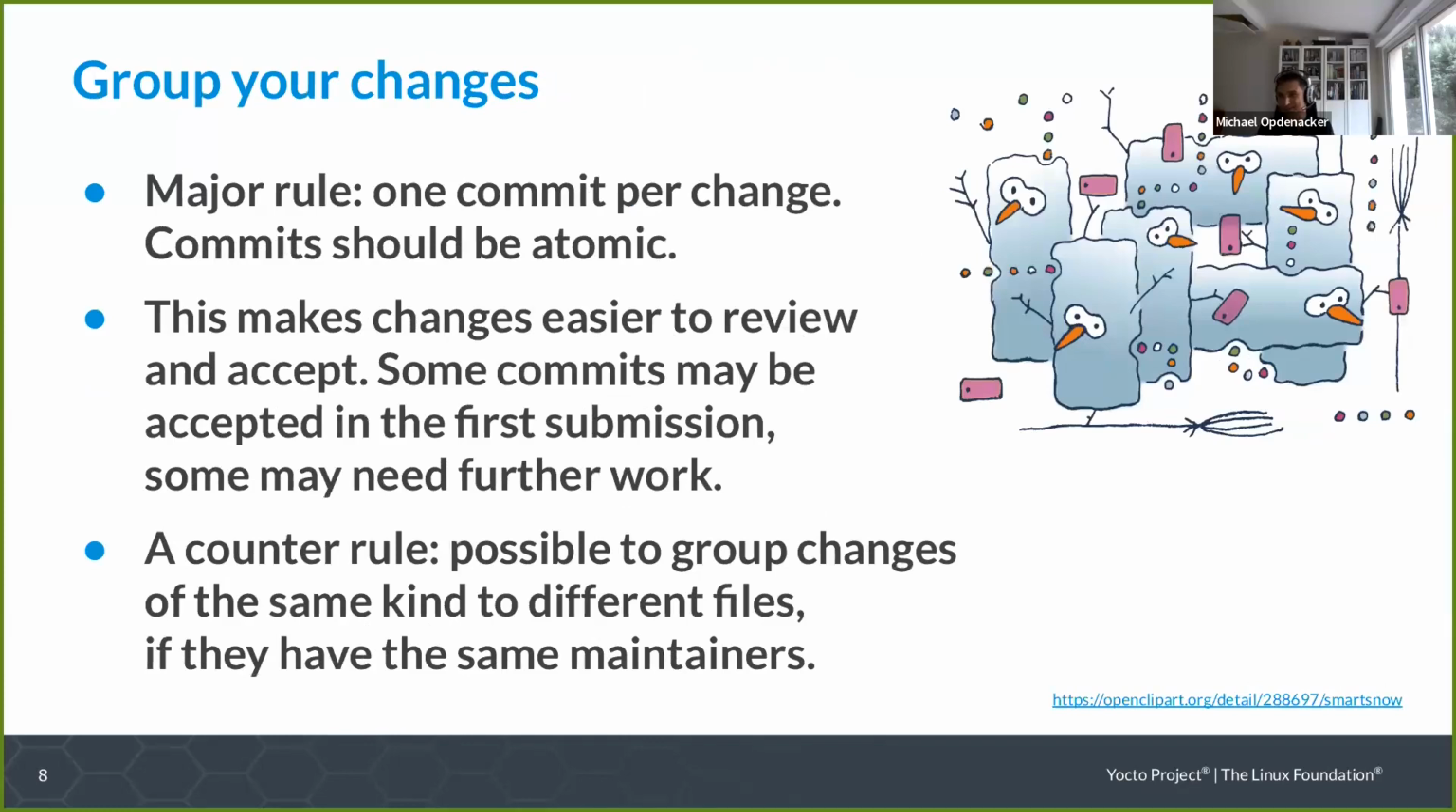And then group your changes in one branch. The major rule here is one commit per change. Commits should be atomic, like they shouldn't be grouped to two unrelated things. So you shouldn't be able to split them, right? Or of course be reasonable. And all this makes it easier to review and accept changes. Some commits may be accepted in the first submission, and some may need further work and may need a V2, right?